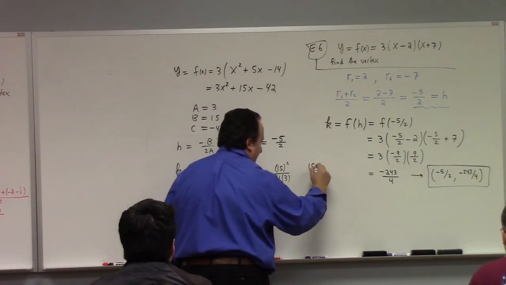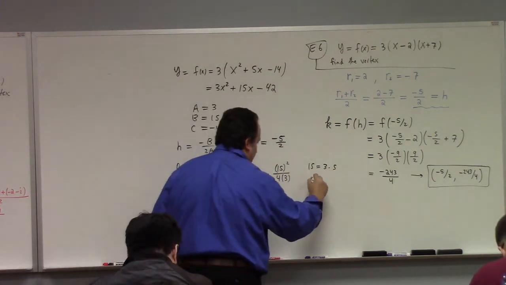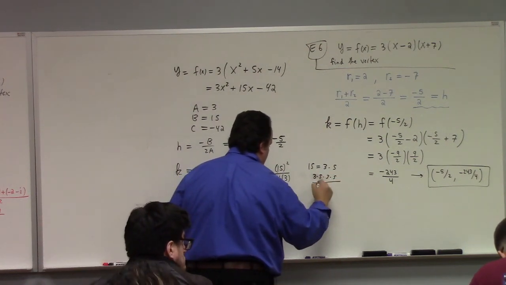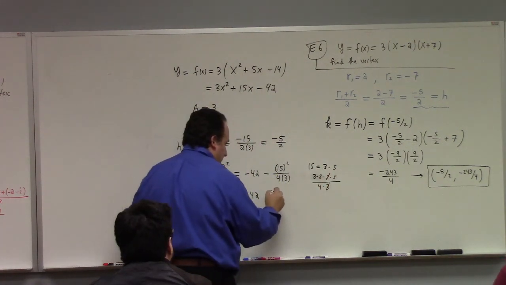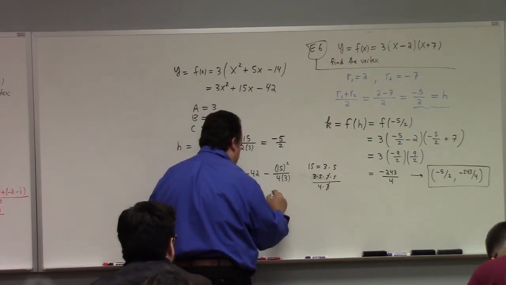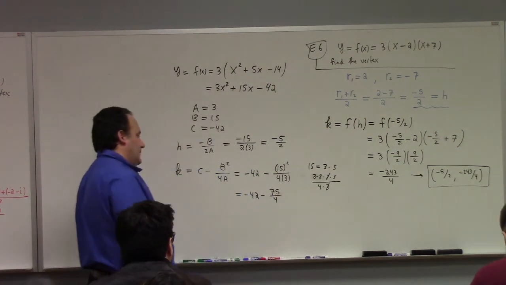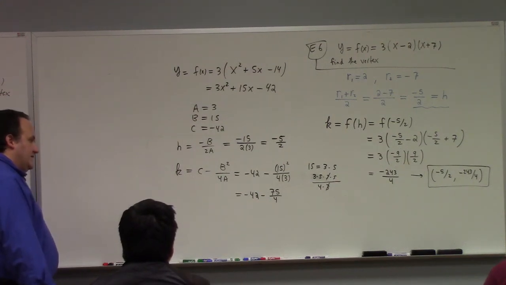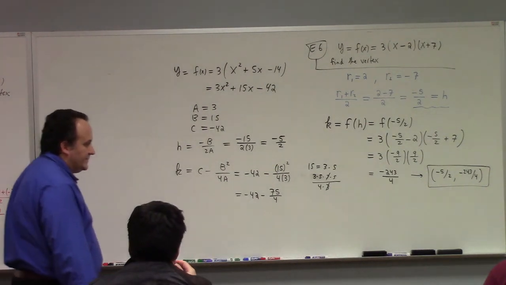15 is what? 3 times 5. So you've got 15 times, let me just write out here, 3 times 5 times 3 times 5 over 4 times 3. So I can cancel the 3's, and I'm left with minus 15 times 5, 75 over 4, I guess. How many 4's are 42? I think it's 168. 168 plus 75 is 243.